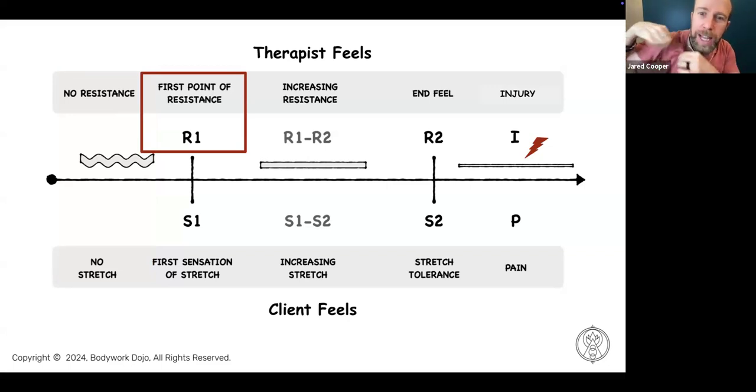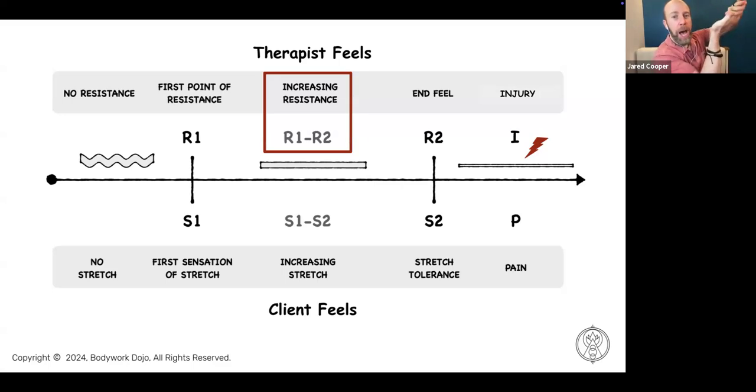So here's the tissue, it's on slack. Donnell, this one's for you. Take the tissue, it's on slack. It's like right there. R1 is the point at which you've taken the slack out of the tissue. The first point of resistance, okay?